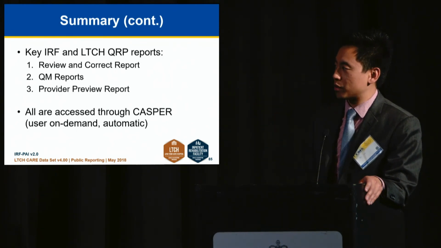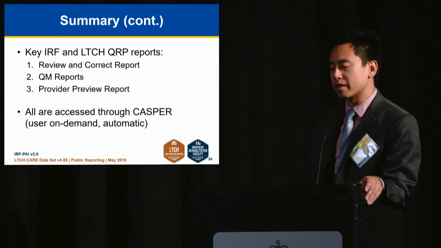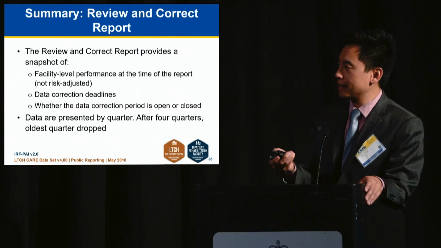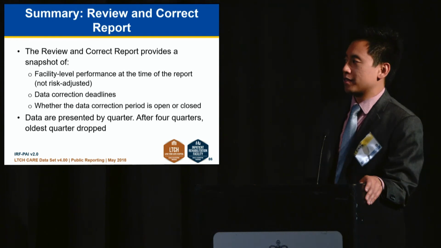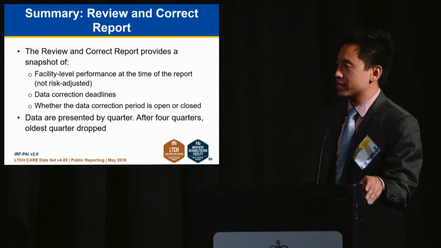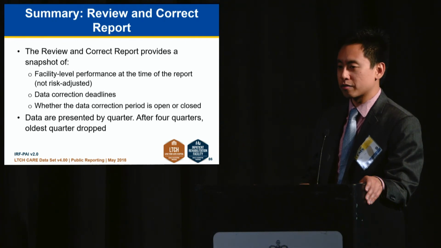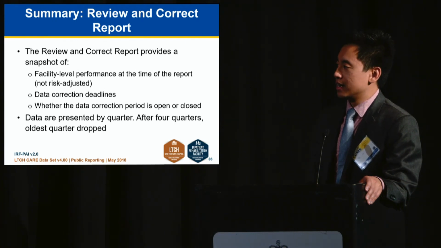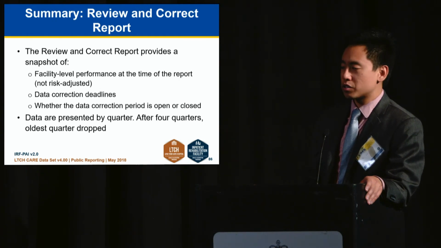So review and correct reports and QM reports are user on demand, and your provider preview reports are automatically generated and placed in your inbox. And review and correct reports provides the snapshot of facility level performance at the time of report. So just the observed values. It shows your data correction deadline and whether that quarterly data is available for correction, open or closed. And data are presented by quarters, and after 4 quarters, the oldest quarter is dropped.